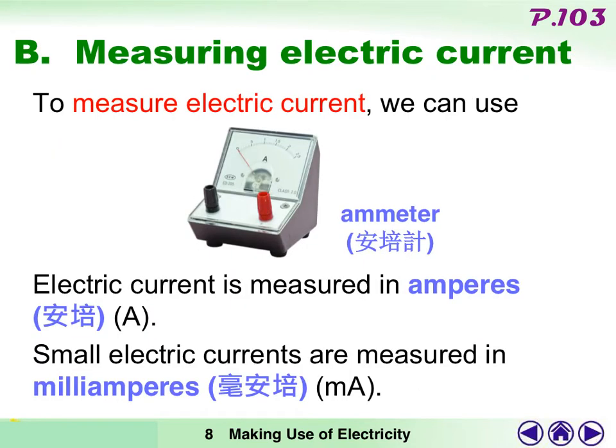Let's move on to the next part, measuring electric current. To measure electric current, we can use an ammeter. The unit of electric current is ampere. Its short form is A. Small electric currents are measured in milliamperes. We can write the short form as mA.